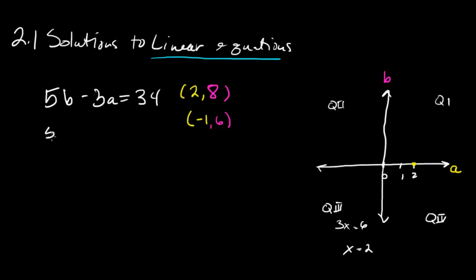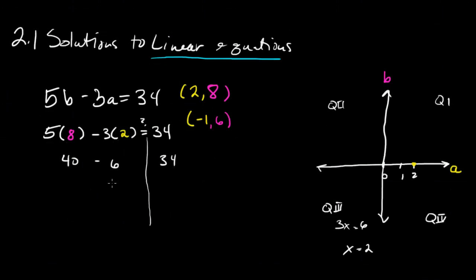So we'll say that 5 times the b value, which in this case is 8, minus 3 times the a value, which in this first case is 2, and we're going to set that equal to 34. Does this make a true statement? Well, let's give it a shot. 5 times 8 is 40, minus 3 times 2 is 6. Is that equal to 34? Well, yeah, 40 minus 6 is 34, so it in fact does equal 34. So we check out there.